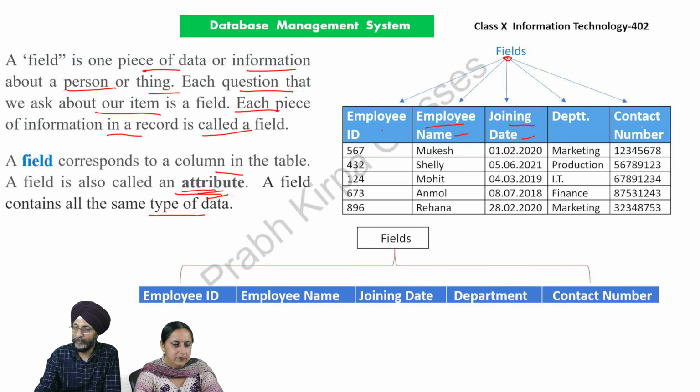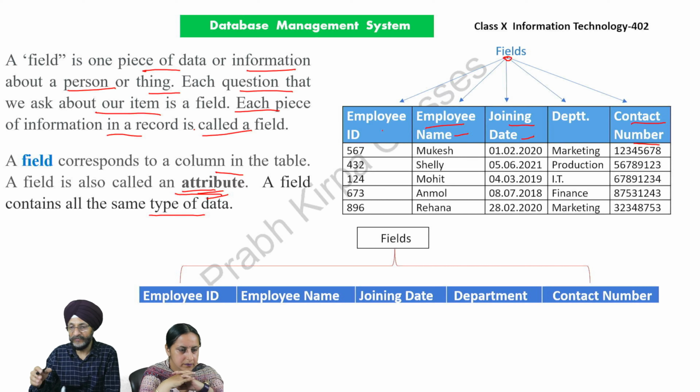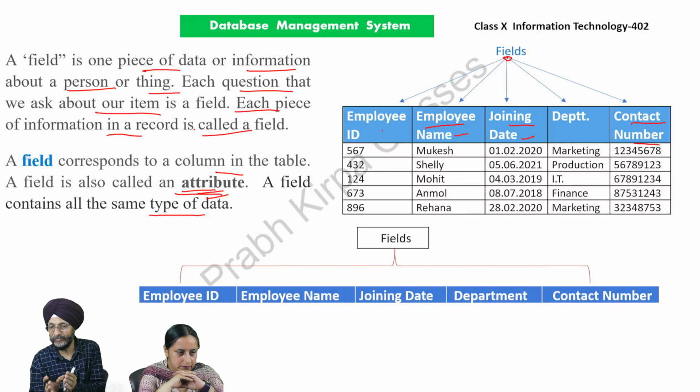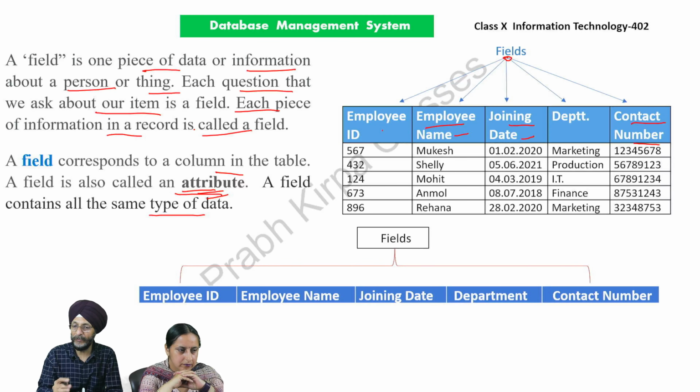In the case of contact number, in this field only contact numbers are mentioned. So if we are asked what type of information is there, whether there is dissimilar information in a particular field, we will say no, similar type of information is provided by any one particular field.